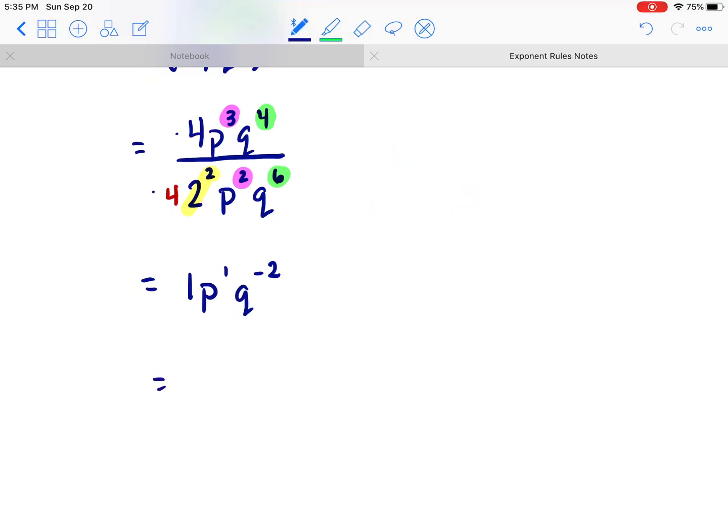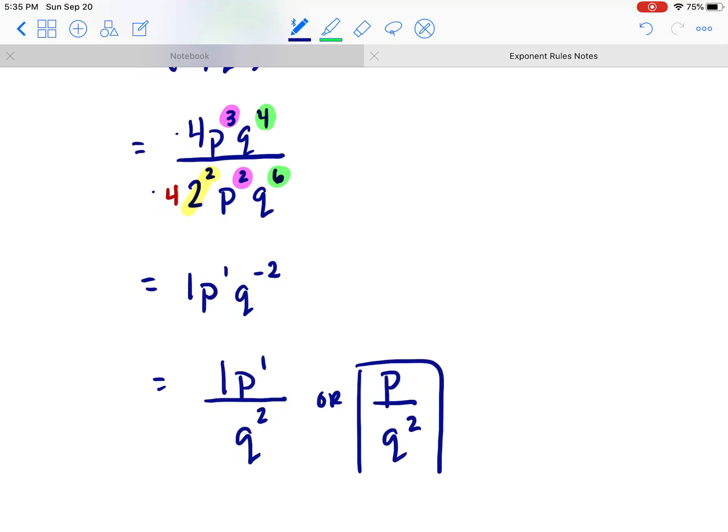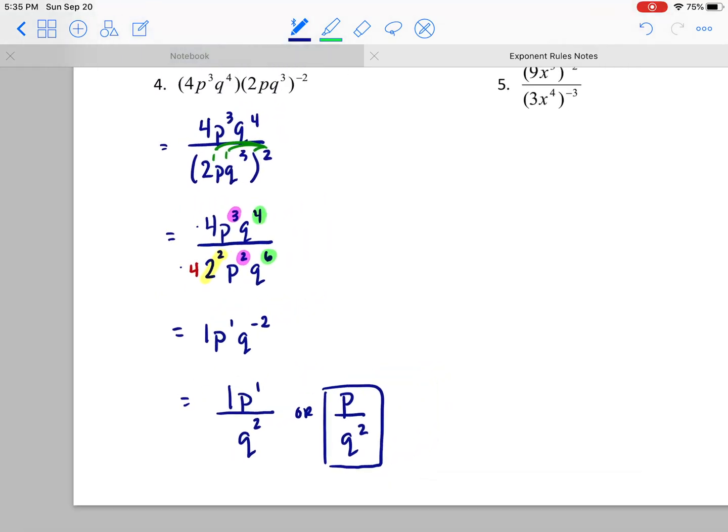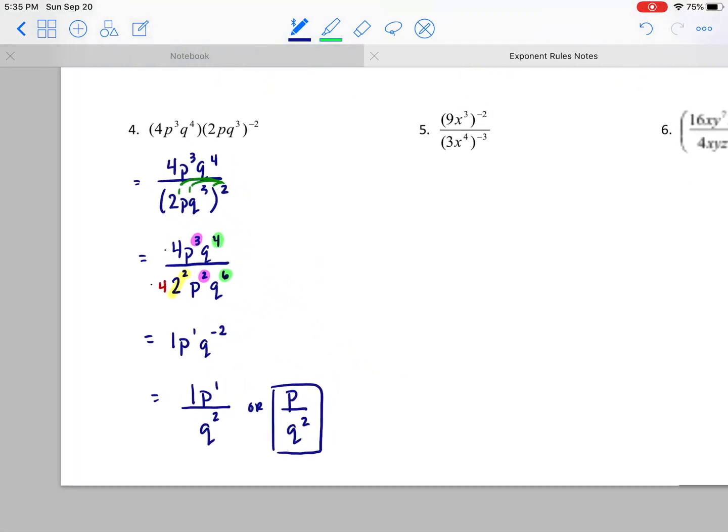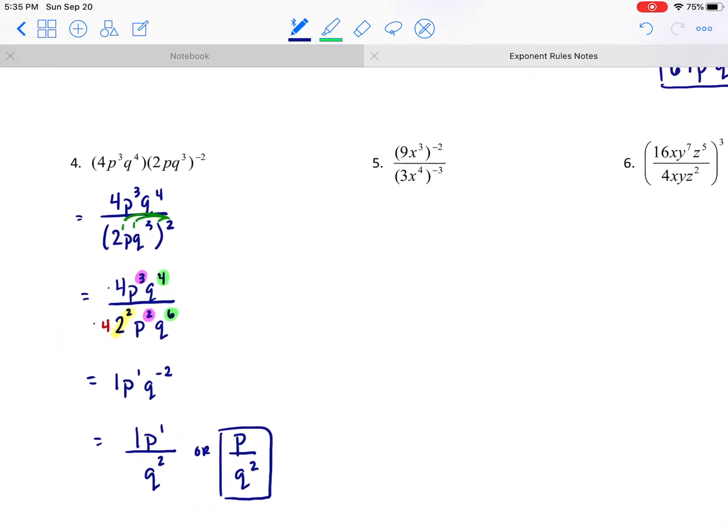Okay? So the 1p to the first can stay on the top, and I'm not going to put the 1 there. If you want to put the 1, you can. I probably wouldn't put the 1 there either. Well, let me leave it for now, and then I'll show you again. But the q needs to go to the bottom so that it's positive. Its negative 2 can become a positive 2. Or if you just wanted to write this as p over q squared, you don't have to put the exponent of 1 or the coefficient of 1. Okay? And there's that guy.